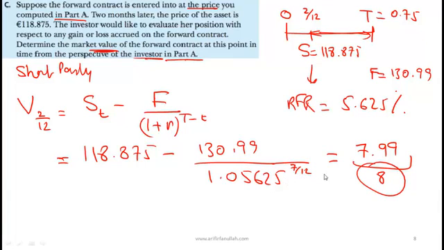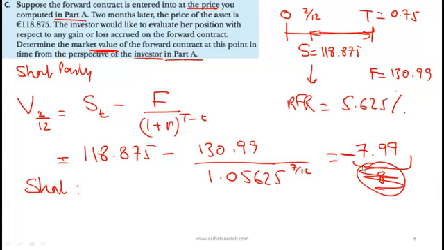Now this is the benefit to whom? Long. And they asked from whose perspective? From the short perspective. So for the short, this is long. So for the long, so this 118 minus this, what mathematically does this give us? Plus 7.99 or does this give us minus?